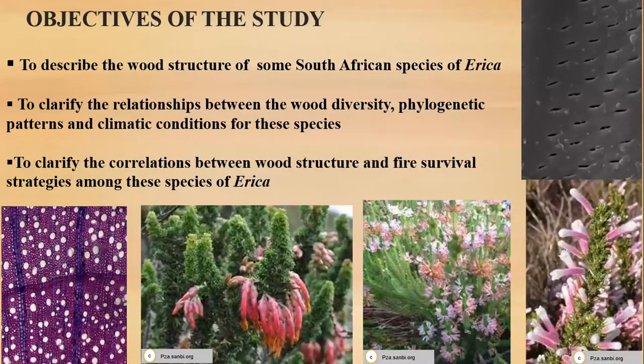The objective of this study is, one, to describe the wood structure of South African species of Erica, and two, to clarify the relationship between the wood diversity, phylogenetic pattern, and climatic condition of these species. Also, to clarify the relationship between the wood structure and fire survival strategies among the species of Erica.